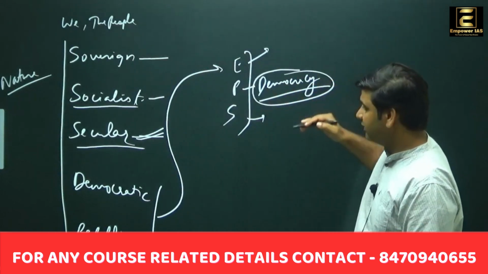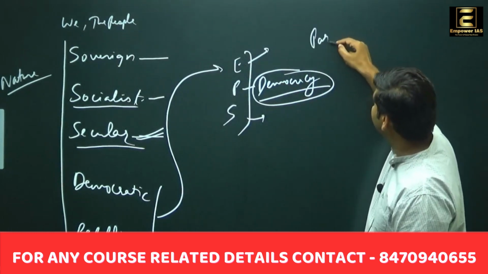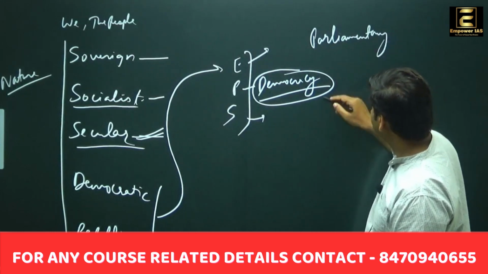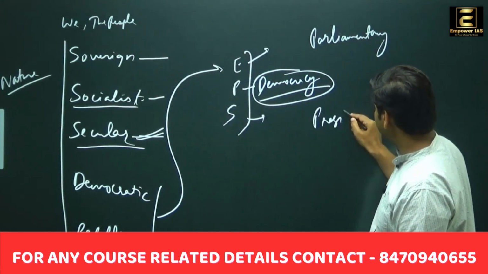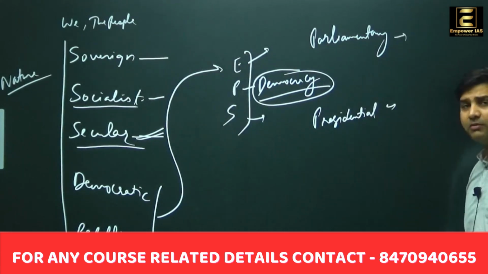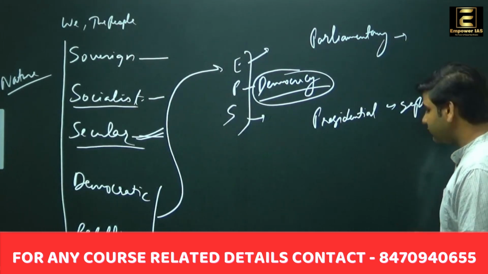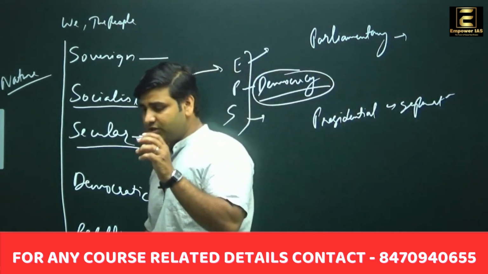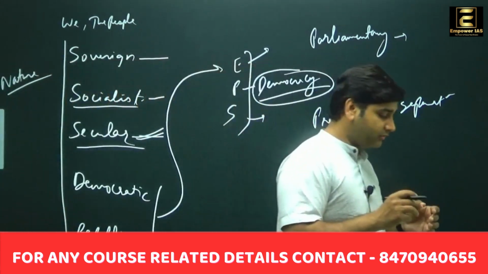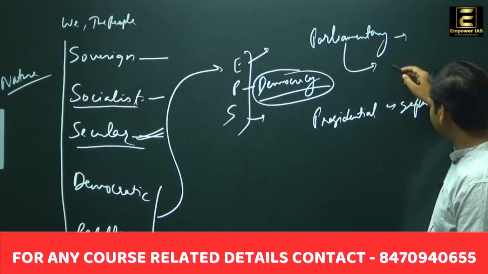If we see the system of democracy which we follow, it is the parliamentary form of democracy. It is opposite to the presidential form of democracy. The presidential form of democracy runs on the concept of separation of power. Separation of power simply means the executive, judiciary and legislative branches are separate from one another. They are not dependent on one another. Whereas in the parliamentary form of government, what we see is the concept of collective responsibility.